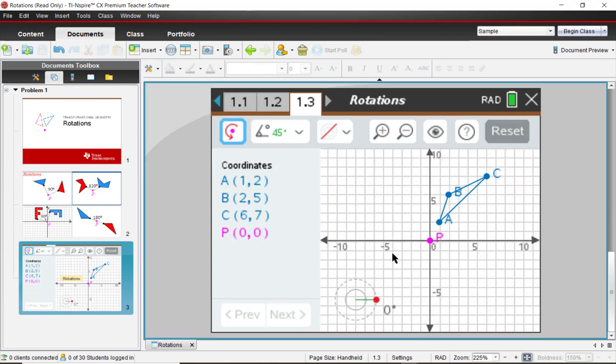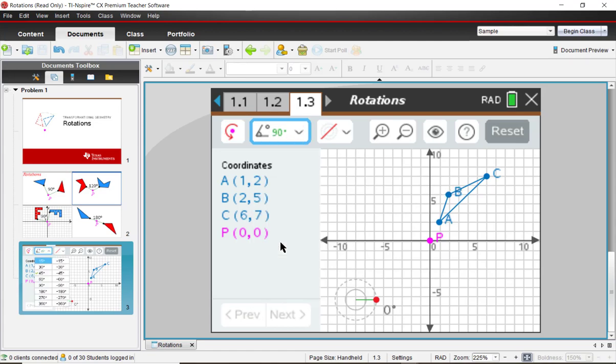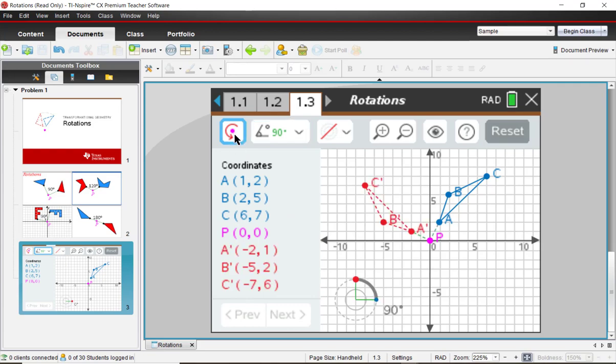You'll notice we now have a grid here with the coordinates of the points. And we want to change our angle to be 90 degrees. So 90 degrees for the angle of rotation. Let me go ahead and rotate that 90 degrees and look at the coordinates of both the pre-image and the image. Pause as needed.